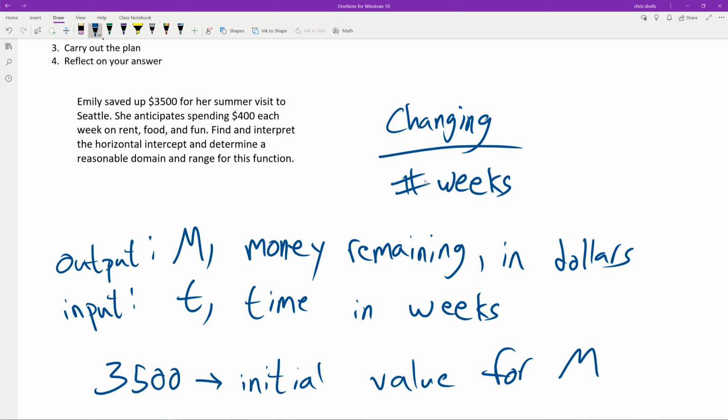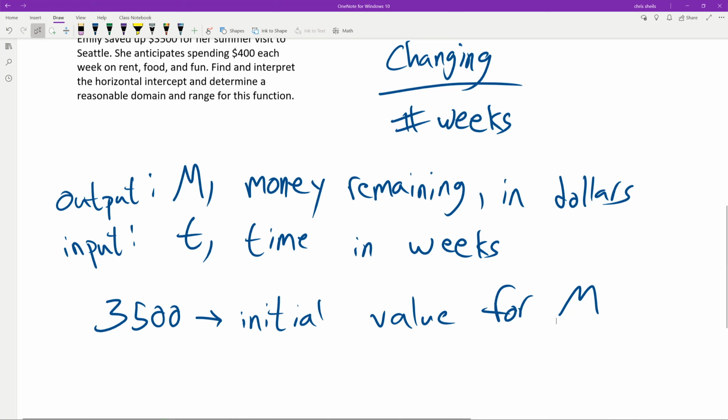And she anticipates spending $400 each week, right? So the amount of money is decreasing by $400 each week. Right? Here, let me use the dollar sign here.